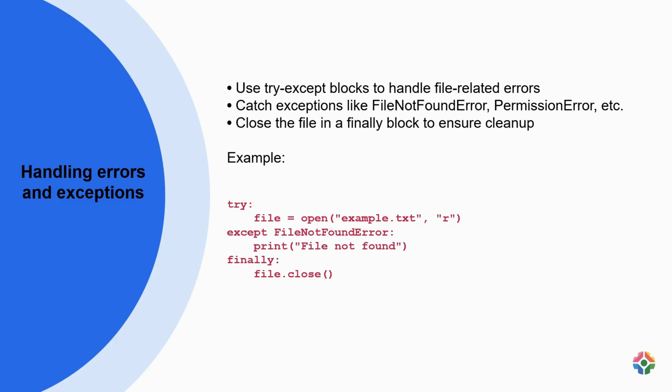In the provided example, the code attempts to open a file named example.txt in read mode. If a file not found error occurs, it prints file not found. The finally block is responsible for closing the file, regardless of whether an exception is raised. This ensures that the file is closed properly after the file operation is completed or interrupted, preventing any resource leaks. By employing try-except blocks and ensuring proper file cleanup with finally, you can create robust Python programs that handle file-related errors gracefully and maintain efficient resource utilization.